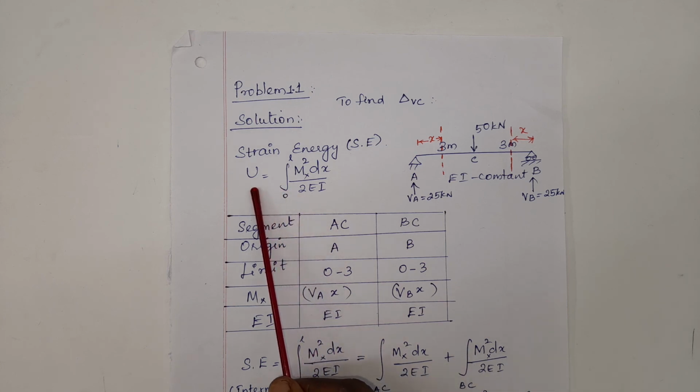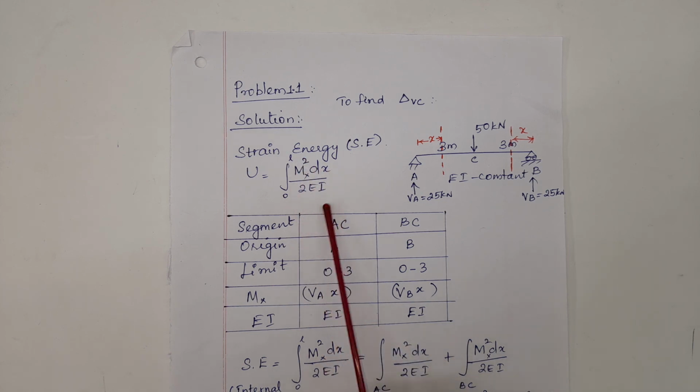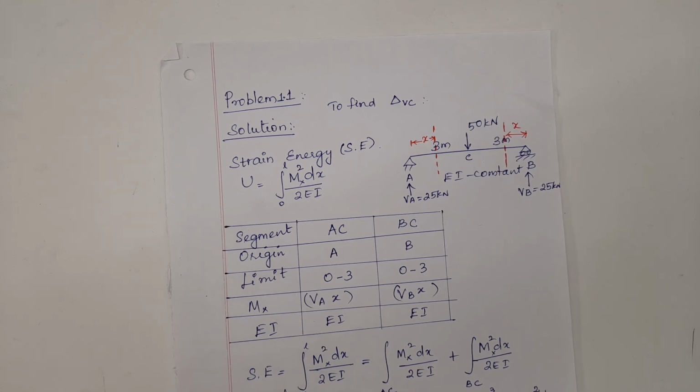Strain energy U is given as integral 0 to L M squared dx by 2EI. This is the strain energy due to bending. This has to be determined and equated with the external work done, that is half P delta, so we can find the value of delta.